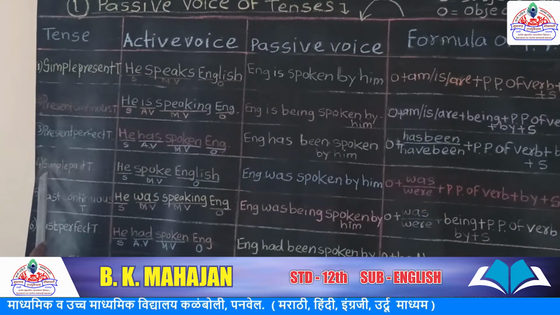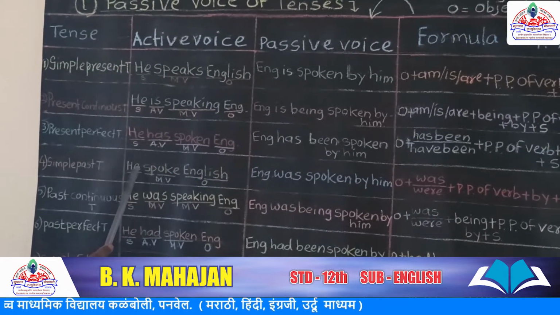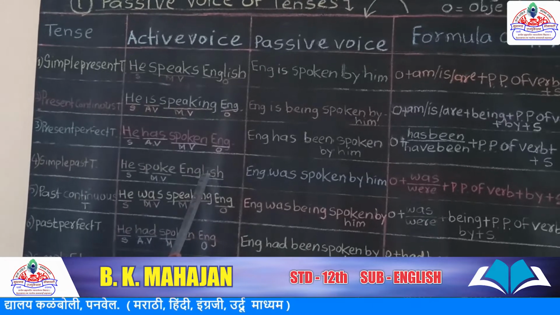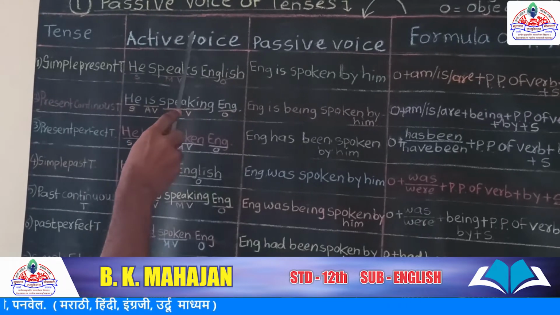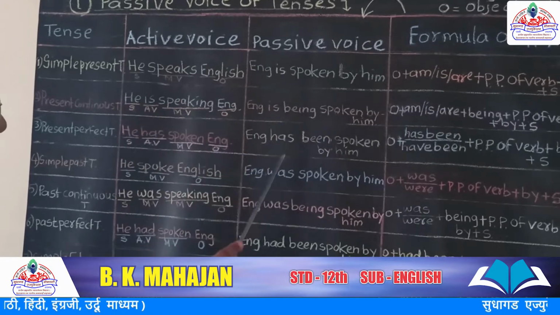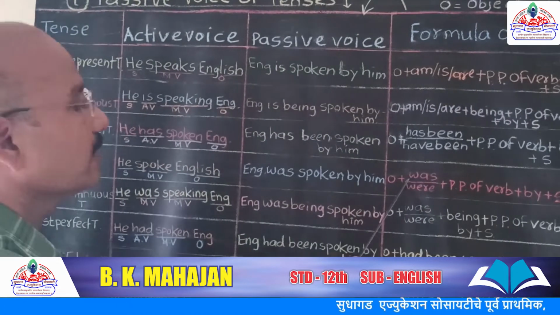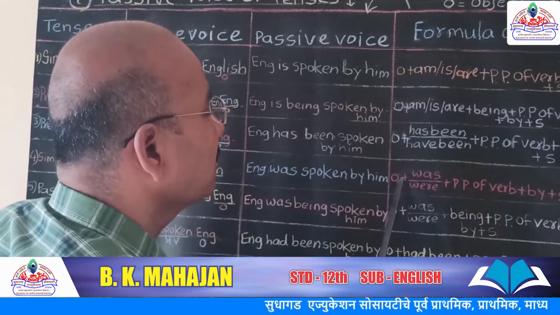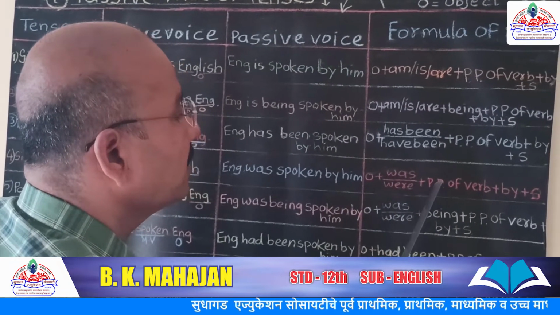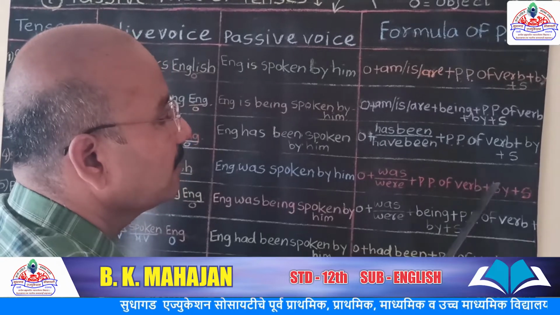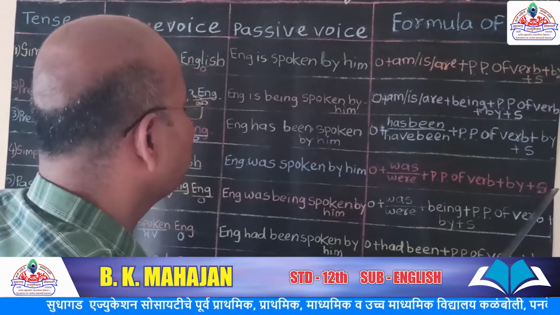The fourth, simple past tense. He spoke English. It is the sentence of active voice. It is converted in passive voice with the help of this formula. Formula is object plus was were plus past participle of verb plus by plus subject.